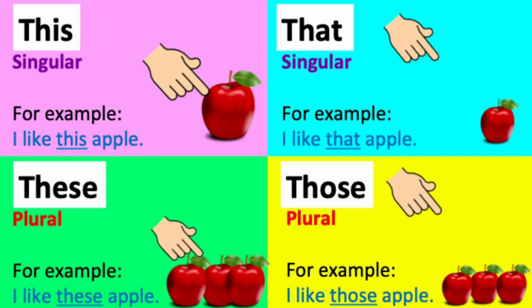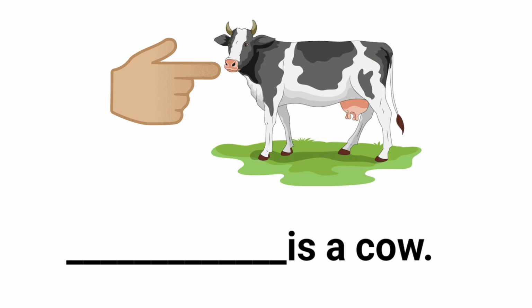Let's see some examples. Dash is a cow. Tell me the answer, children. Do you know the answer? Yes. This is a cow. Why this? The finger is near to the cow, as well as the cow is singular object. So here we use this. So the sentence is, this is a cow.